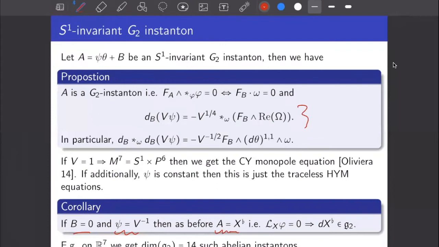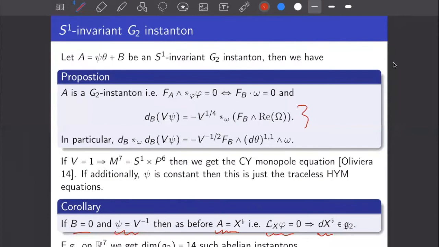So what we're saying is that if a vector field preserves the G2 three-form, then its dual, the exterior derivative of its dual one-form, in fact belongs to the Lie algebra of the holonomy group. So it defines a G2 instanton. So for instance, on R7, the group preserving the G2 three-form is G2 itself, and this has dimension 14. So this will give you 14 such abelian instantons.